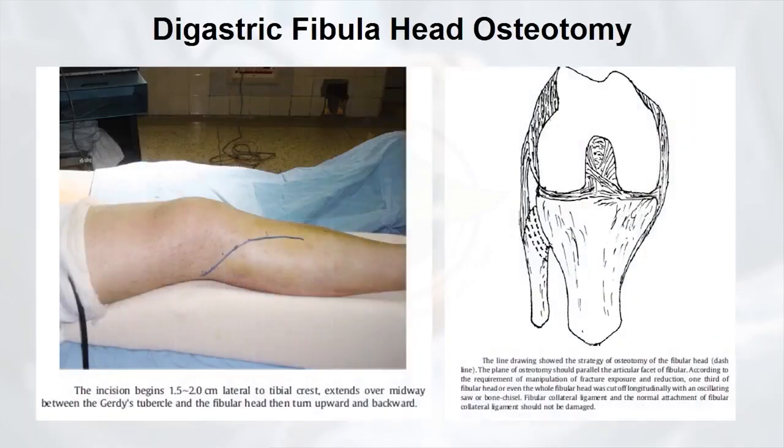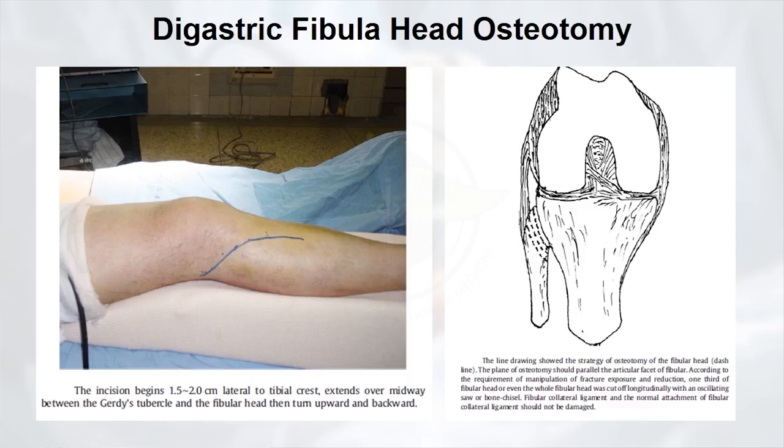So, digastric fibula head osteotomy. In this case, you can osteotomize the fibula along these lines without damaging the common peroneal nerve. This is the incision starting from the crest of the tibia, moving upwards laterally and posteriorly up to the joint, just above the joint line.